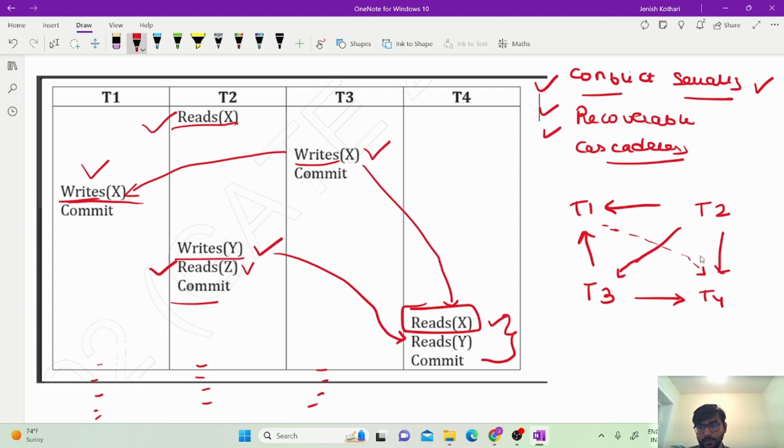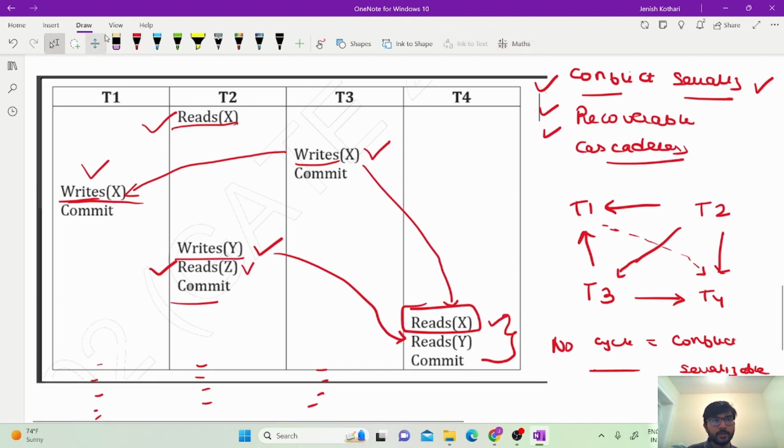We can again check it. Yeah, so there is no cycle over here. I can clearly see that. So no cycle, what does this indicate? That indicates conflict serializable schedule. Conflict serializable. So that is the first thing which we had to identify.